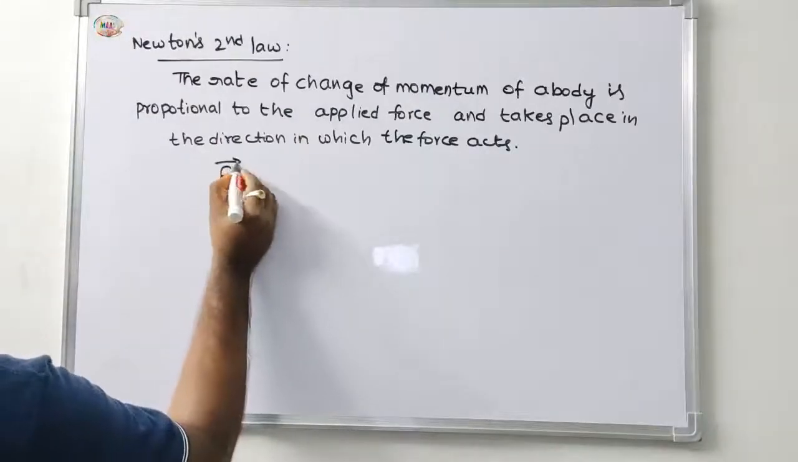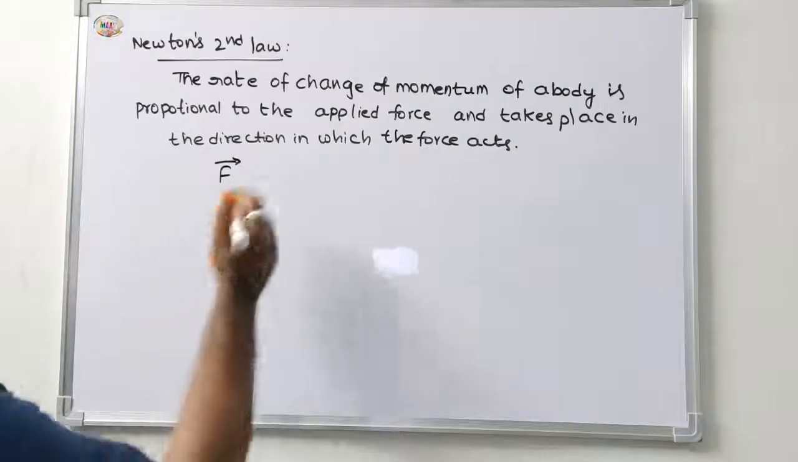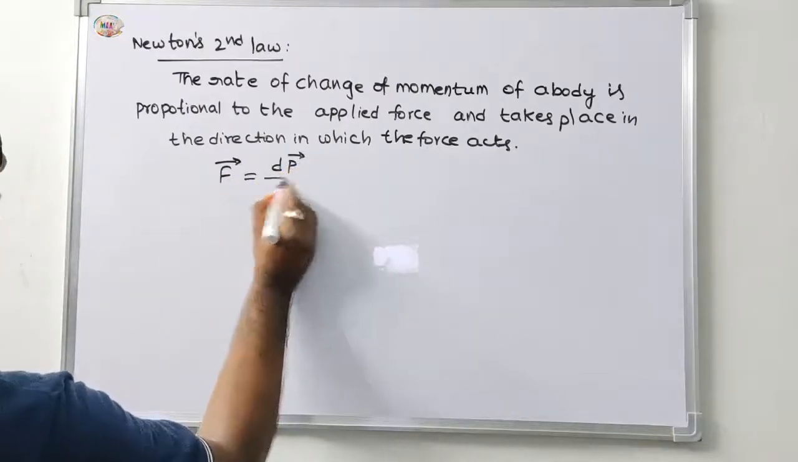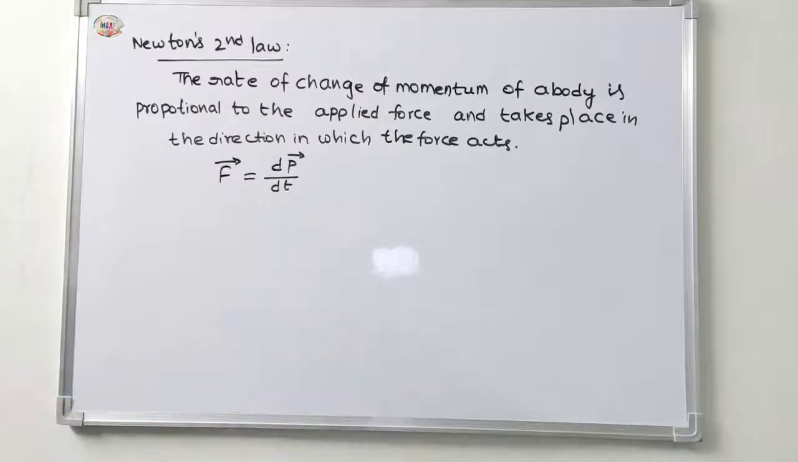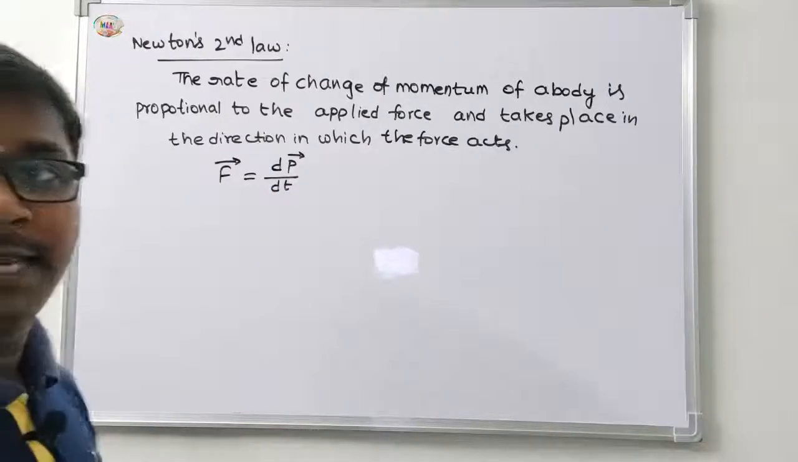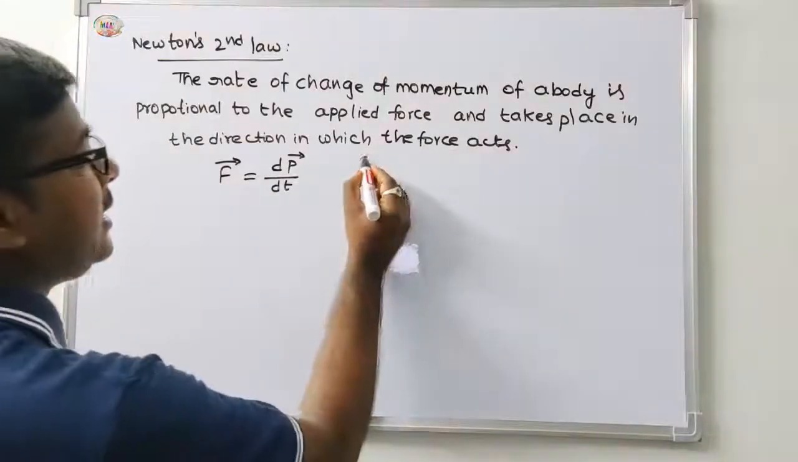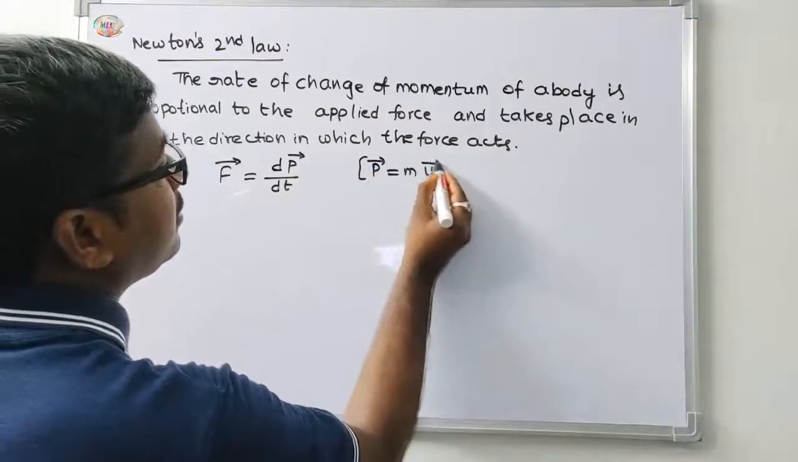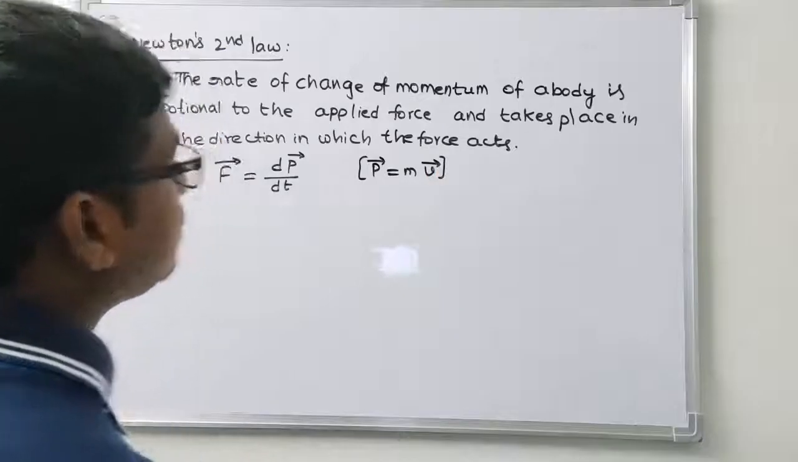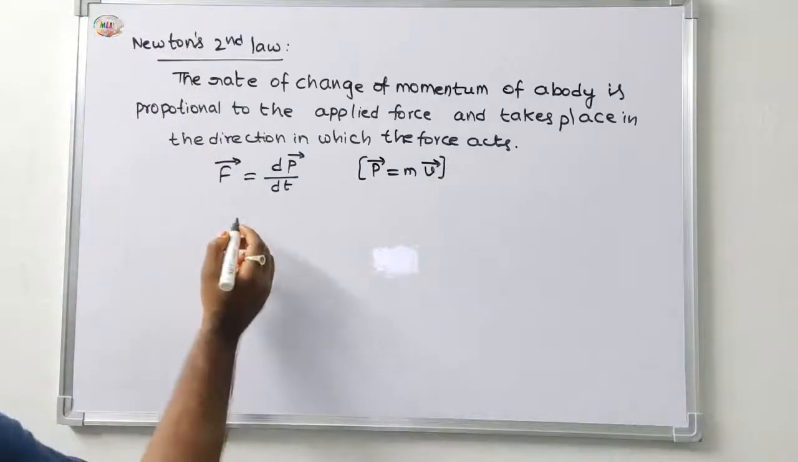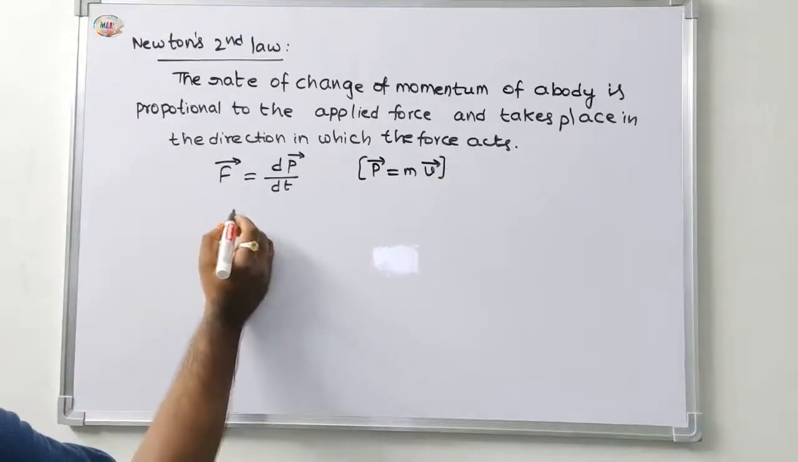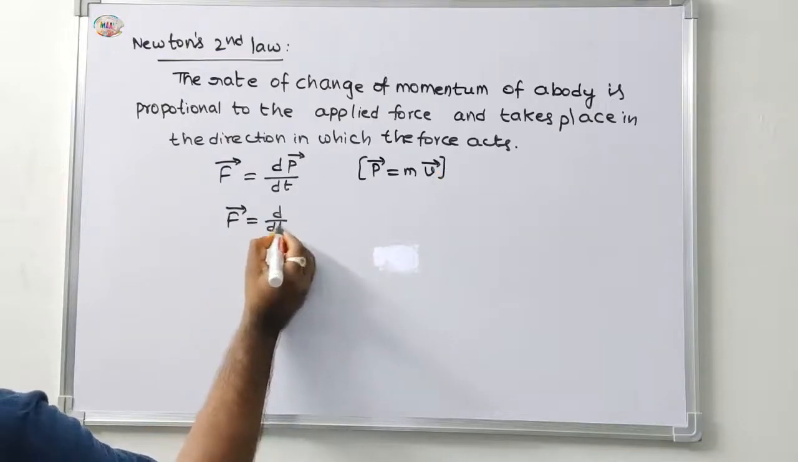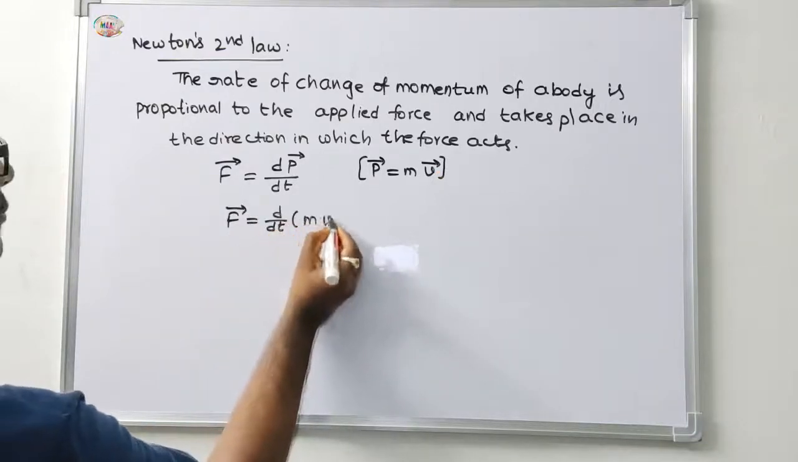In vector representation of force and momentum, F bar is equal to dP bar by dt. Here P is the linear momentum, and linear momentum P bar is equal to mass into V bar. So F bar is equal to d by dt of m V bar.